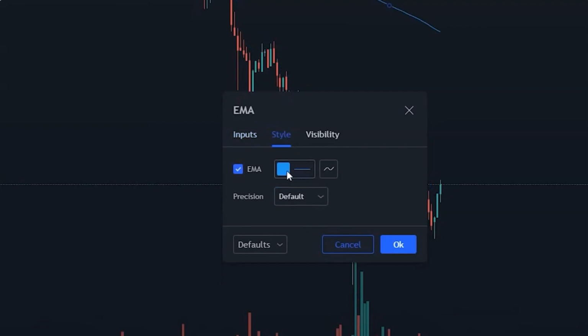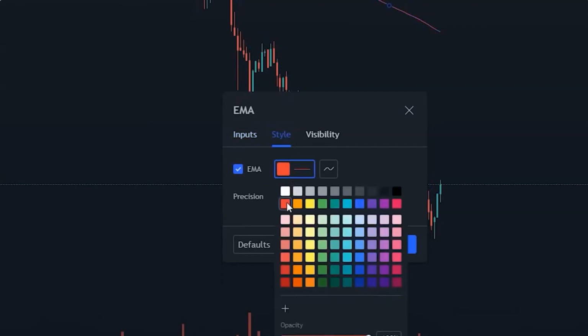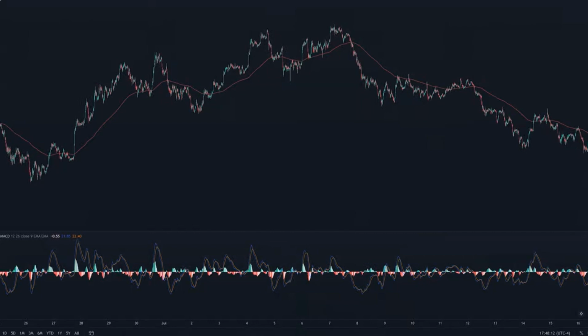Then you're going to go to Style, and I like to make mine red, but you can make it whatever color you want. Once we have the EMA indicator added, you'll see just a single line. If the price is above that line, the market is in an uptrend. If the price is below that line, the market is in a downtrend.